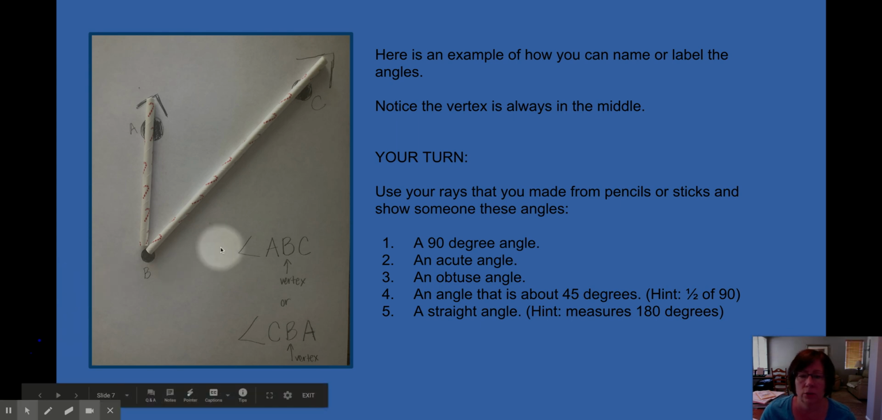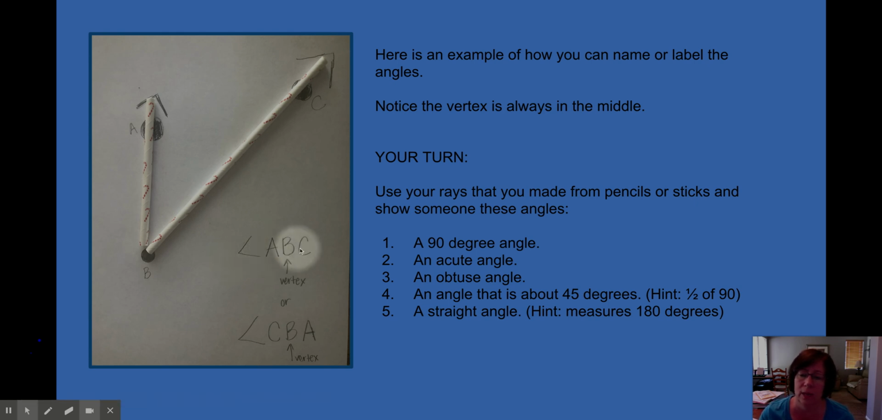Here I wanted to show you how in geometry you can label the angles. So here's my completed angle, and I put a point A here. We have my vertex is point B, and this point is point C. And if we want to name this angle to describe it or identify it, this would be considered angle ABC.